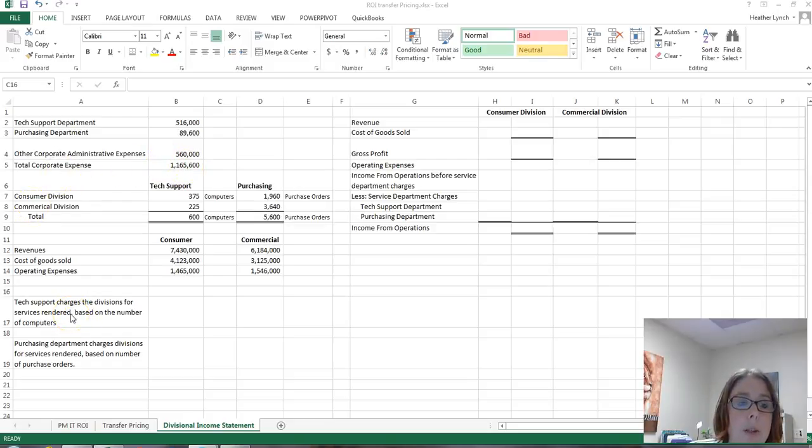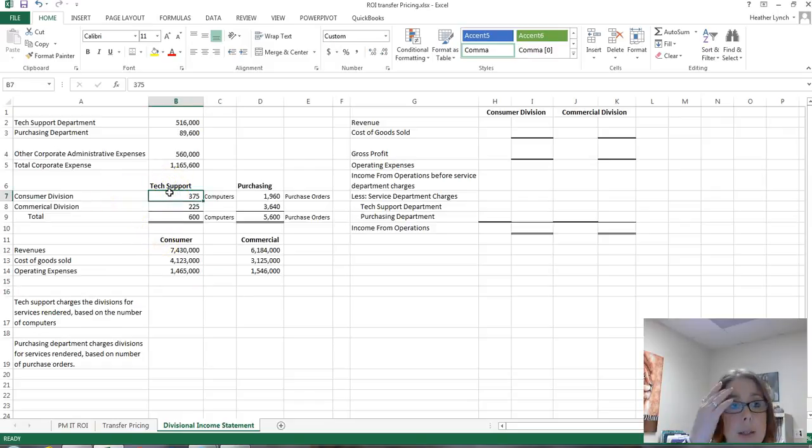Well, what happens is tech support charges the consumer and the commercial division by services rendered based on computers. So for the tech support in the consumer division, they have 375 computers. Commercial has 225 for a total of 600. Purchasing is based on number of purchase orders. So for consumer, they produce 1,960 purchase orders. Commercial use 3,640 for a total of 5,600 purchase orders.